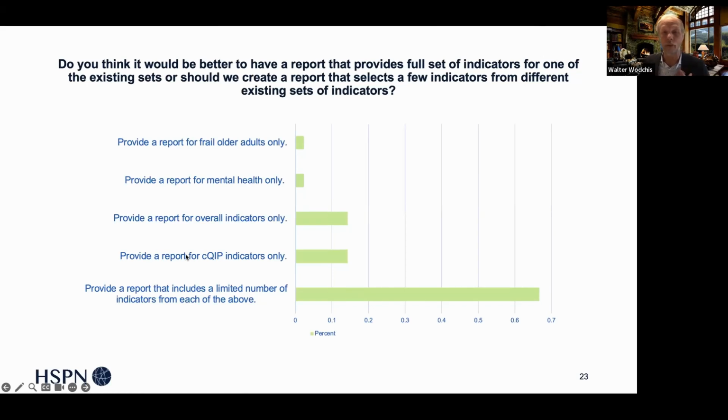Do you think it'd be better to have a report that provides a full set of indicators for one of the existing sets? So go in and say, frail older adults, mental health, 5 indicators, overall indicators, CQIP only, or provide a report that includes a limited number of indicators. And overwhelmingly, 65% of the respondents said that we should provide a report that includes a limited number of indicators from each of the above.